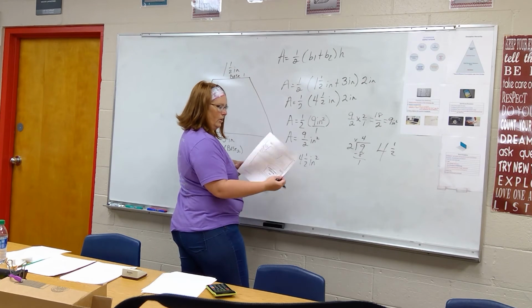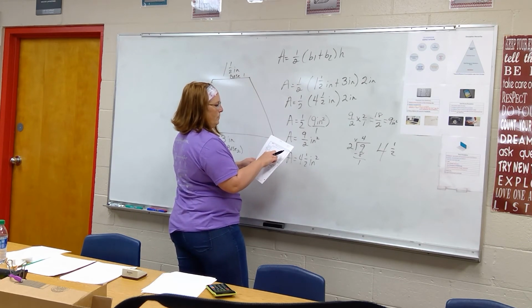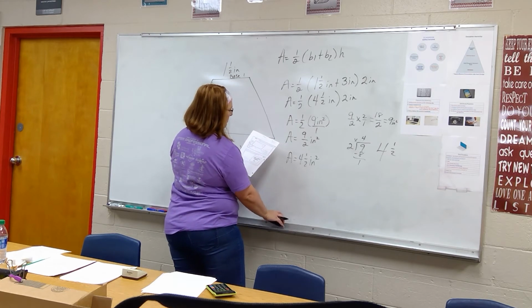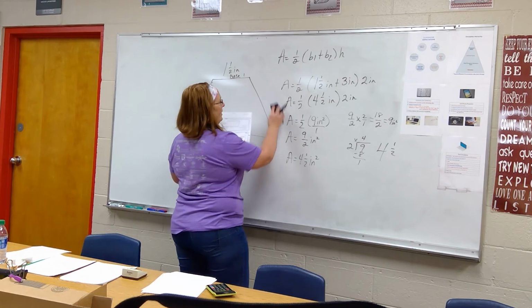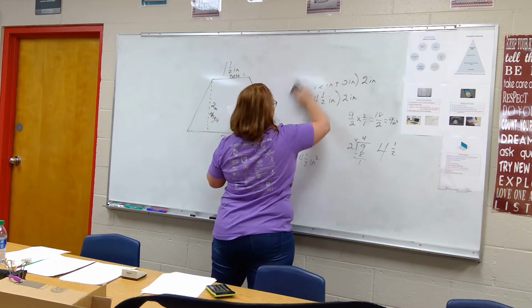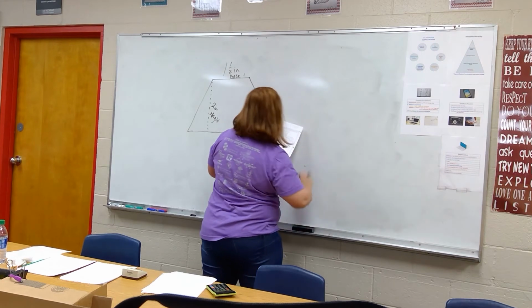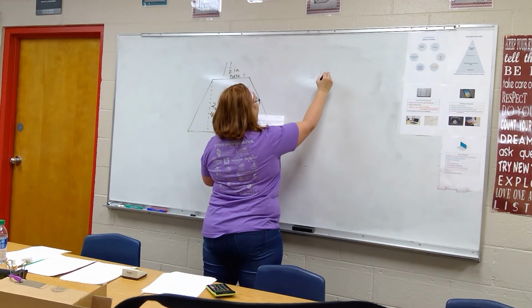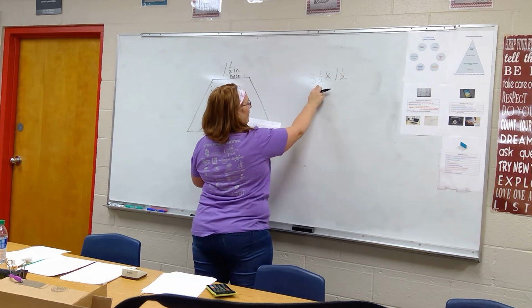On the back, you're going to do the same exact thing. But this time it's not a trapezoid, it's a parallelogram. So it's just area equals base times height. So it's 3 1/2 times 1 1/2. You have to turn them into improper fractions.